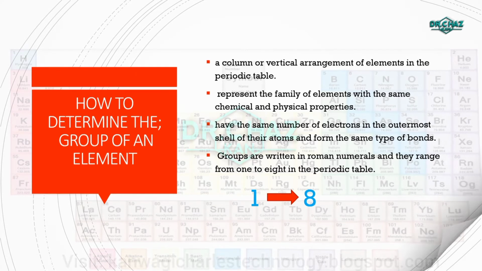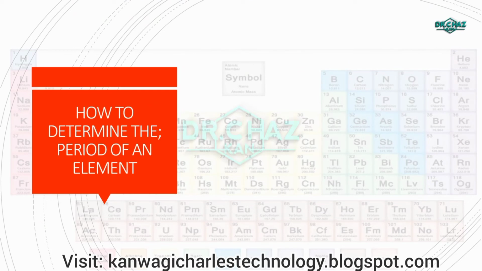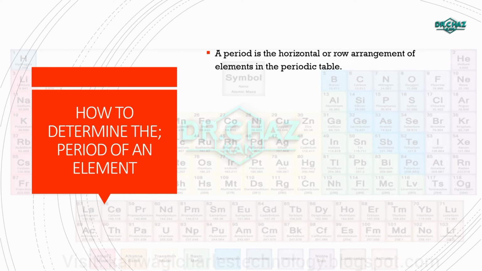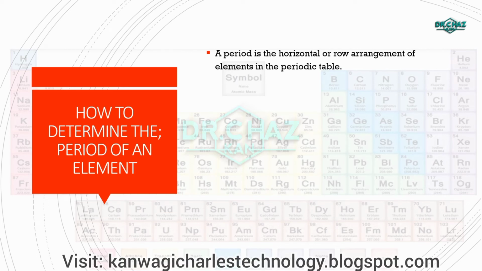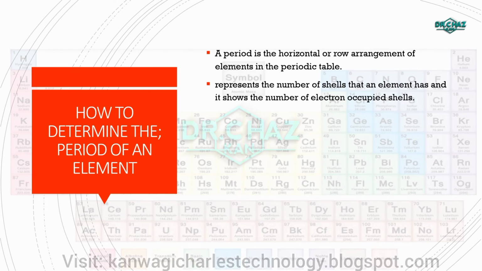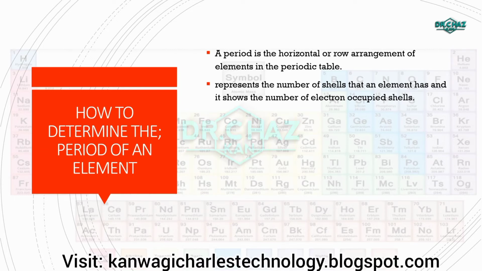We move to how to determine the period of an element. A period is the horizontal or row arrangement of elements in the periodic table. So the rows of the periodic table show period. And periods can be the number of shells. It is the number of shells which are occupied by electrons. It represents the number of shells that an element has, and it shows the number of electron occupied shells of an atom.